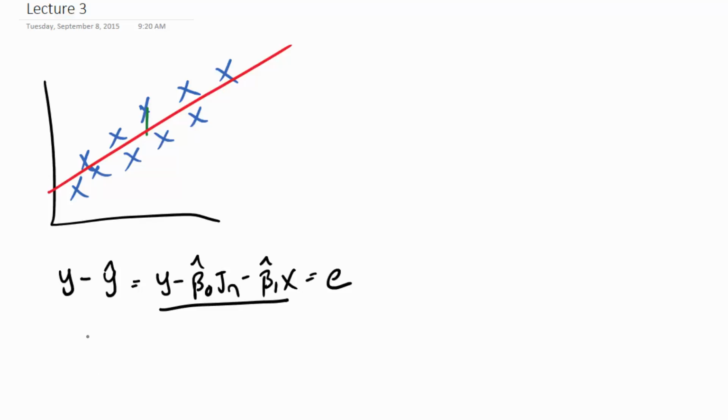So just like we can think of our least squares criterion as trying to minimize the sum of the squared distances between the observed points and the fitted values, we can also think of least squares as trying to minimize the sum of the squared residuals.